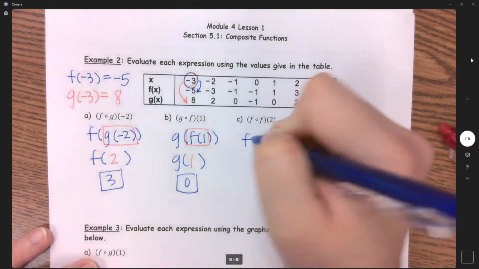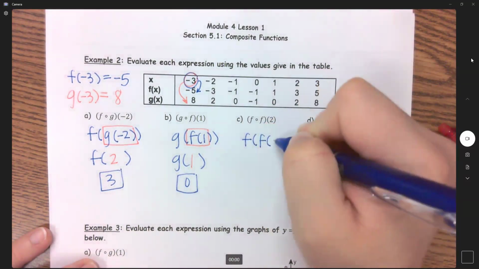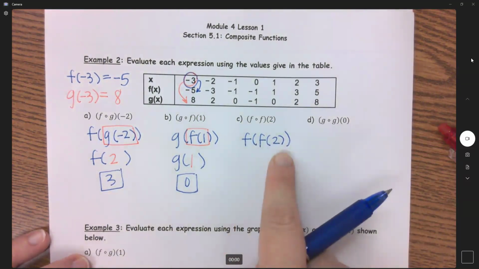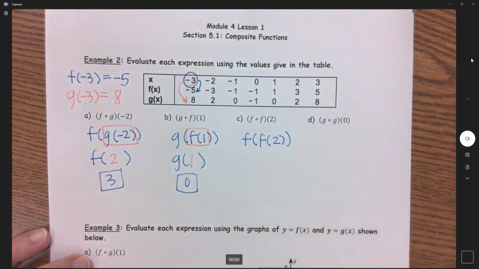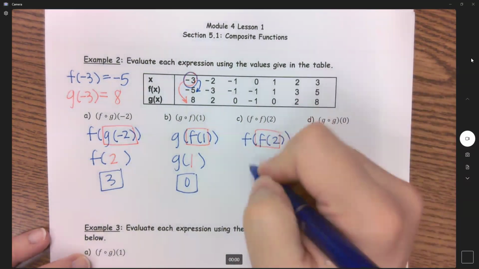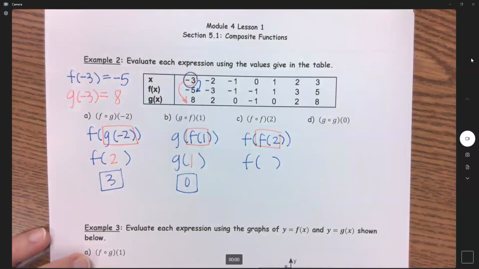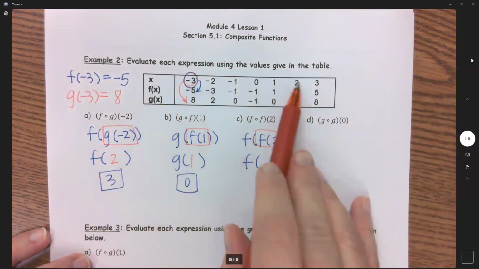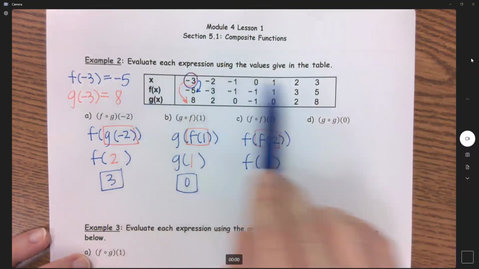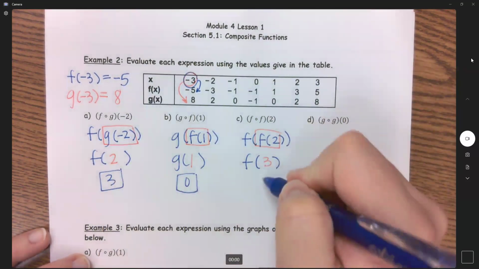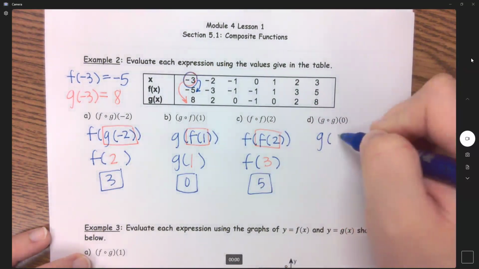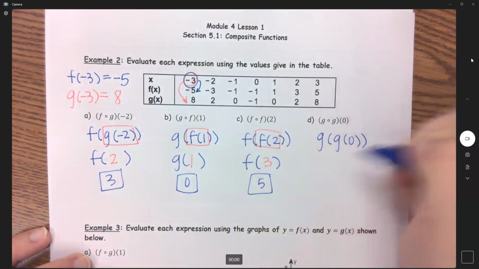Okay, I hope you paused. So let's go through this. We have f composed of f of 2, which is f of f of 2. Starting inside, f of 2 is 3, and f of 3 is 5. And then we have g of 0.